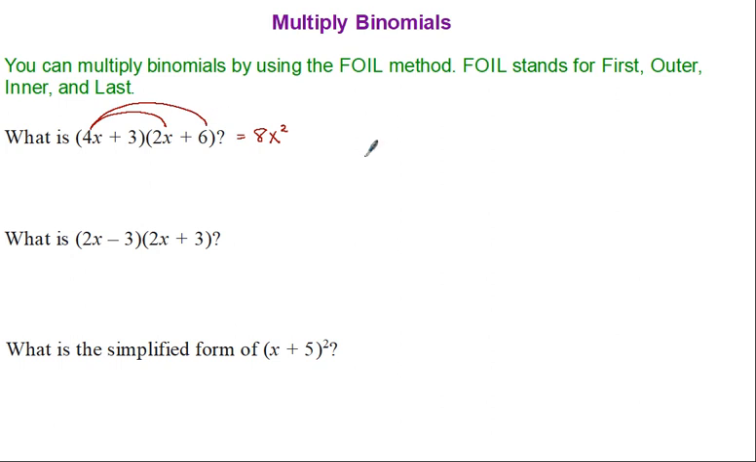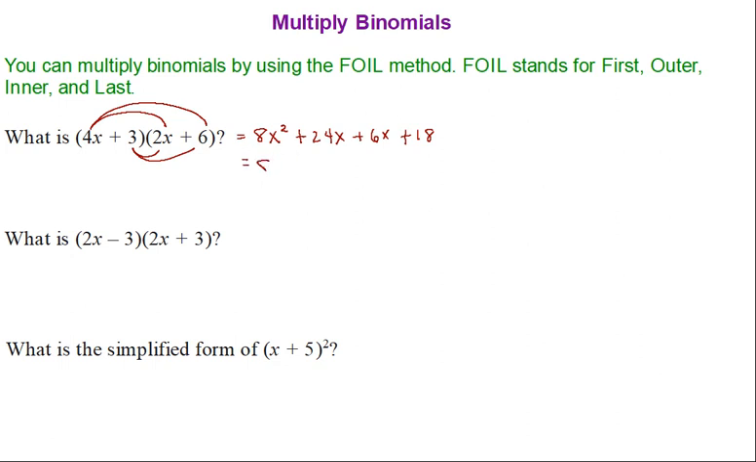Next, we'll multiply the outer terms. This is going to be 4x times 6. 4x times 6 is 24x. Then we'll multiply the inner terms. 3 times 2x is 6x. But usually you can combine these middle terms here. And then of course we have our last terms, which is 3 times 6, which is 18. We'll also go ahead and combine these inner terms. We have 24x plus 6x, which of course adds up to 30x.